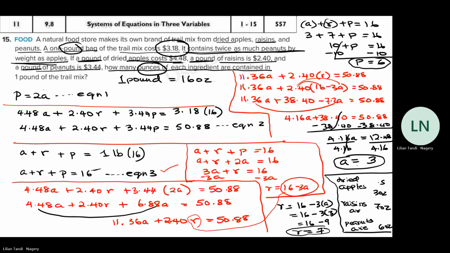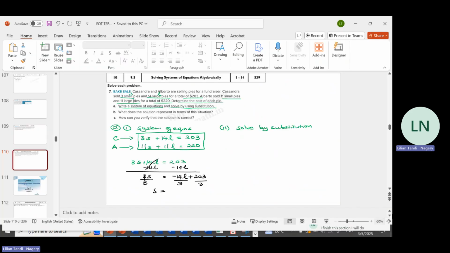Okay? So there. All right. I have finished this section. I will do the next one later.